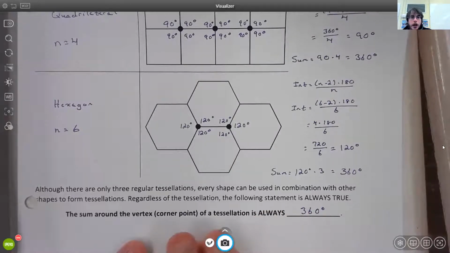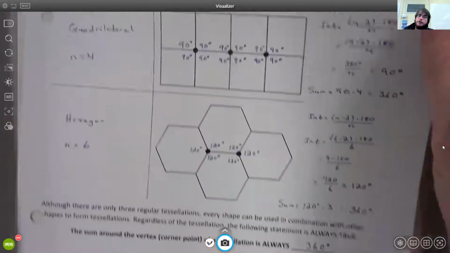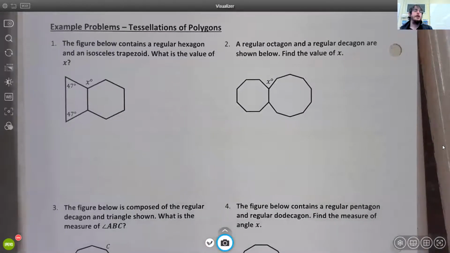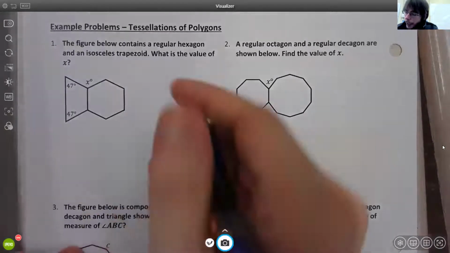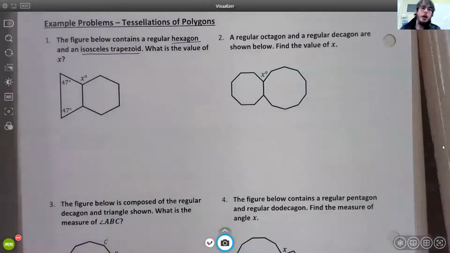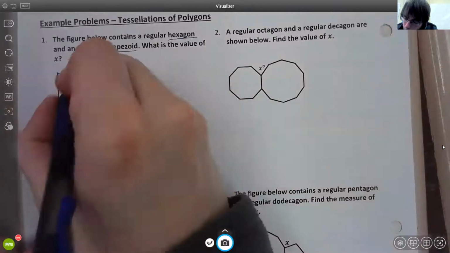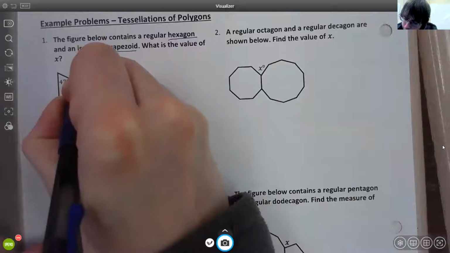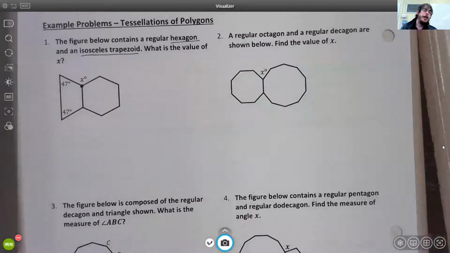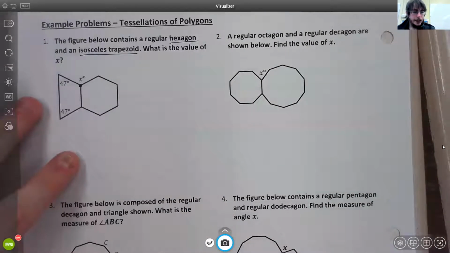All right, so let's look at some examples here. Number 1 says the figure below contains a regular hexagon and an isosceles trapezoid. What is the value of x? Now this only has 2 shapes in it and it's not a pattern like we've seen before, but we can see they meet at that vertex and they don't overlap. They meet edge to edge perfectly. So we know we're dealing with a tessellation here.